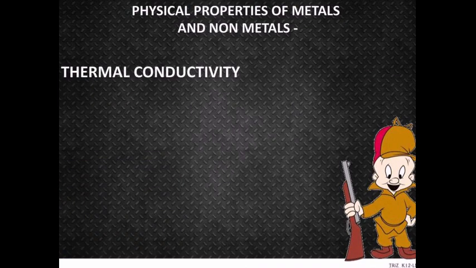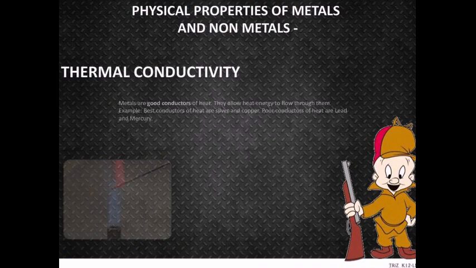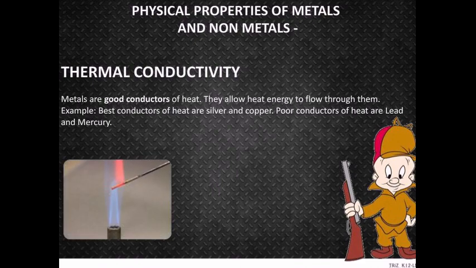Thermal conductivity. Metals are good conductors of heat. They allow heat energy to flow through them. Example, best conductors of heat are silver and copper. Poor conductors of heat are lead and mercury. Non-metals are bad conductors of heat.